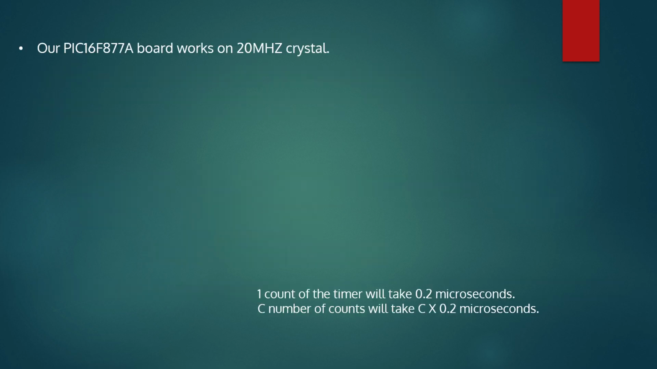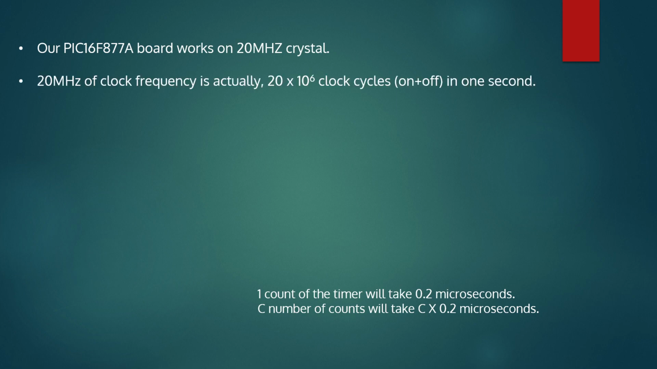Now if we consider our PIC 16F877A board that is present in our lab, which works with a 20 MHz external crystal. Now what do we mean by 20 MHz? 20 MHz is the clock frequency. That means 20 into 10 to the power 6 events, that is on-off cycles, happen in only 1 second. Okay.